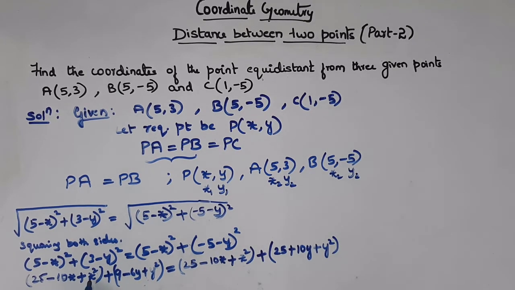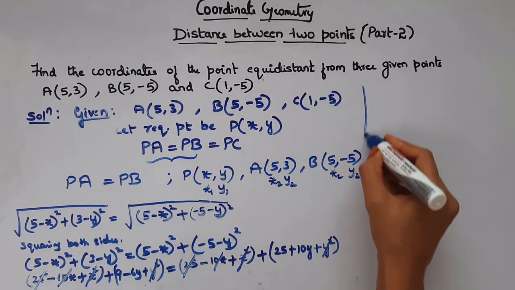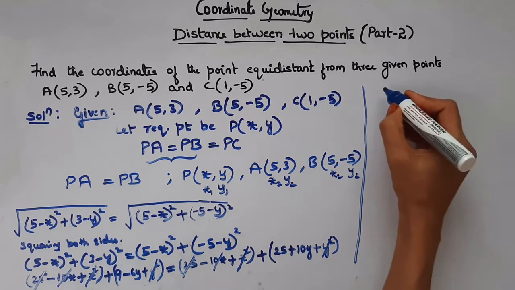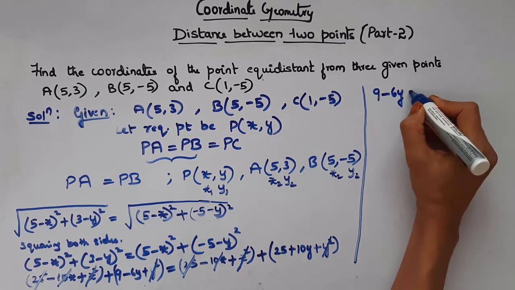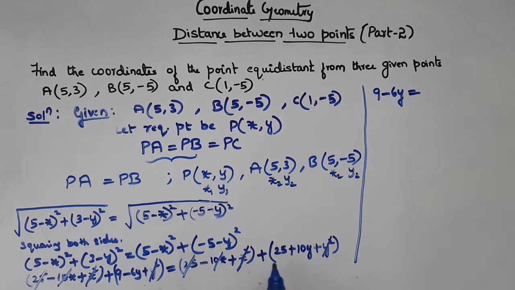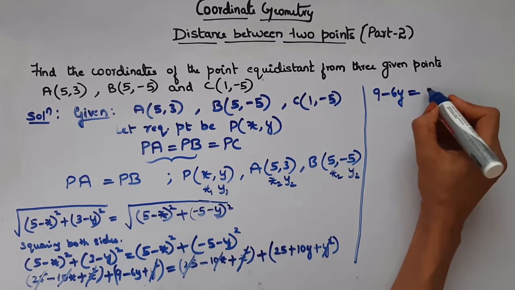So now if you see, plus x square and here plus x square will get cancelled, right? And here y square and y square will get cancelled. We have minus 10x and this side we have minus 10x, so these also will get cancelled. So here we have 25 and this 25 will get cancelled. So let me continue here. In the left hand side we are left with 9 minus 6y, which is equal to, in the right hand side we have 25 plus 10y.